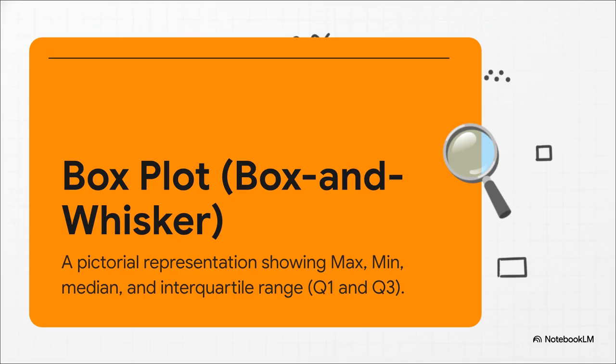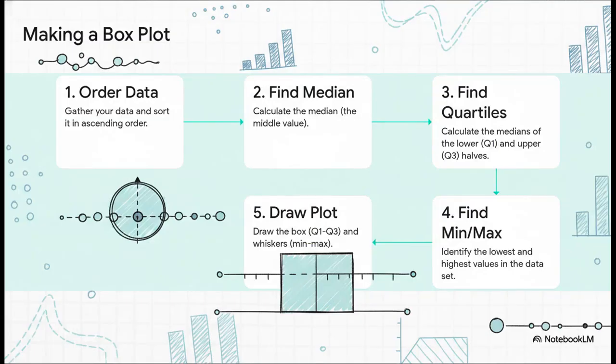It shows you 5 things all at once: the lowest value, the highest value, the exact middle value, that's the median, and then it draws a box to show you where the core middle 50% of your data lives. It's a complete summary of your data spread, all in a single glance. Now, building one is a bit more involved, as you can see from the process. You've got to order your data, find the median, calculate the quartiles to define that box, and then find your min and max to draw the whiskers. Every single step is about finding a key statistical landmark in your data.